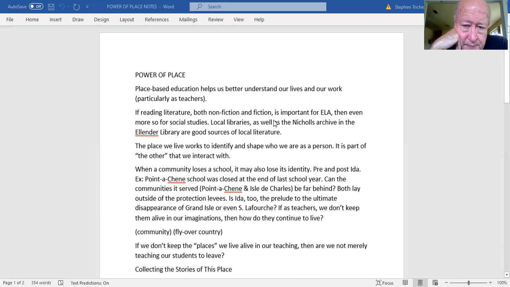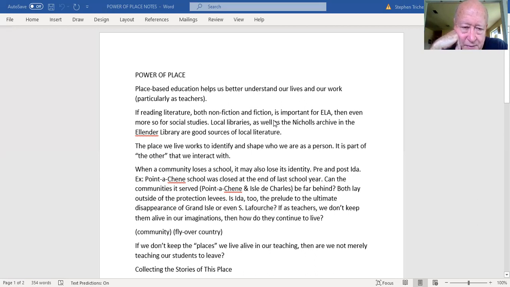So the second sentence in this little paragraph is that the place we live in is part of the other that we interact with. There's a whole philosophical and psychological literature on the sense of the other. We understand that we are shaped largely by how others react to us, how we engage the other.